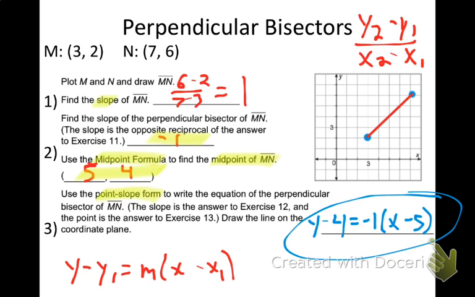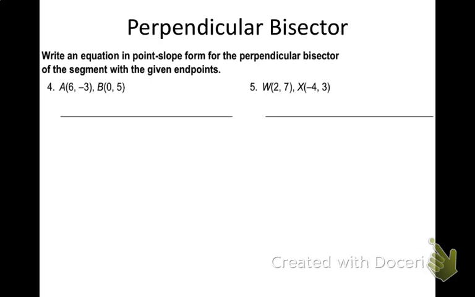All right, let's go through another problem step by step here. Same exact type of work here. Number 4, I want to write an equation in point slope form for the perpendicular bisector of the equation with the given endpoints. So number 4 here, I want to start off by finding the slope.